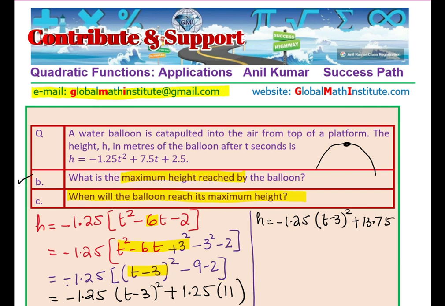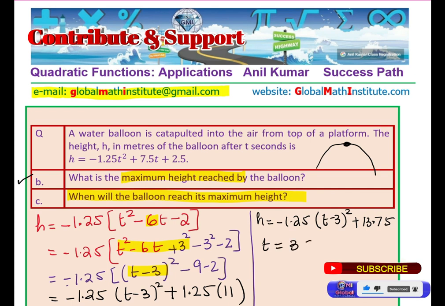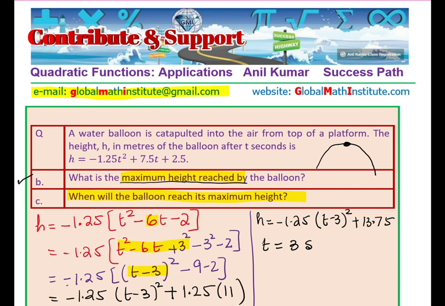Part B is when is the maximum height reached? So you can say the maximum height is reached at time t equals 3 seconds. And what is the maximum height? There are two things, right? At t equals 3, this maximum height will be 13.75 meters. So include units in your answer. That is the vertex of the water balloon which was catapulted into the air. Makes sense? So I hope it makes a lot of sense.